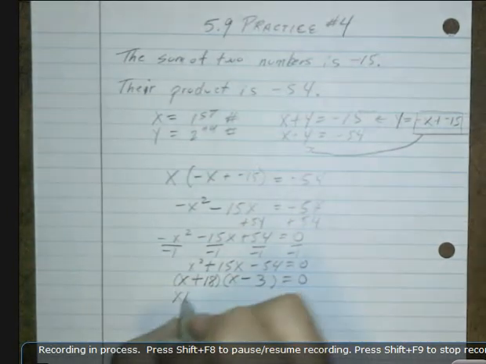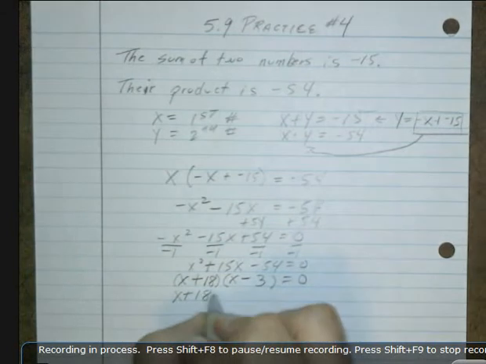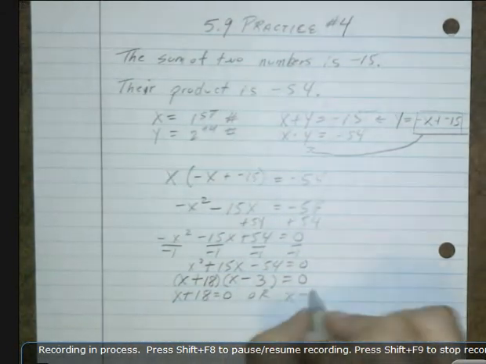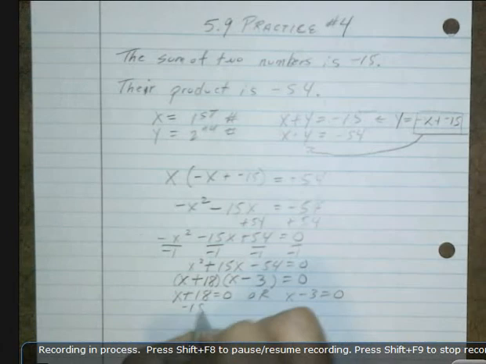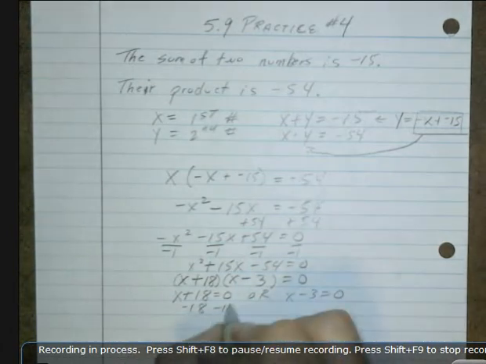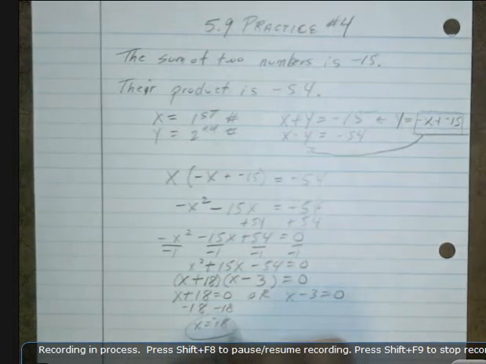Use the zero product property, set them up into two separate equations. Subtract 18, and I get negative 18. Add 3, and a positive 3.